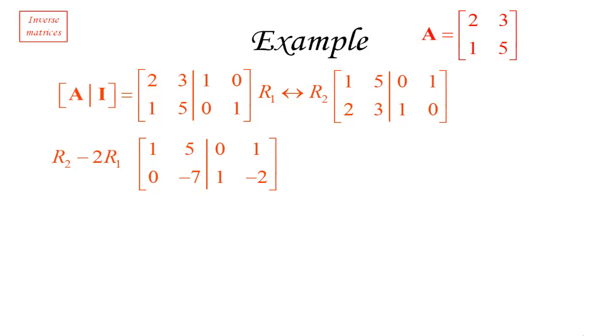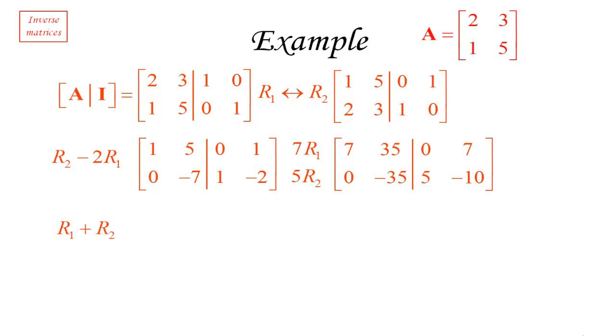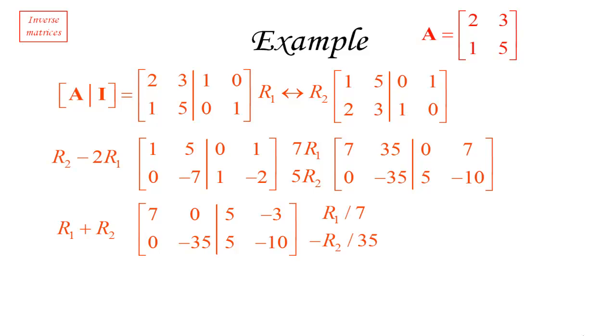Whatever I do on the left hand side, I do to the right hand side of that augmentation bar. At this point, just to keep things from generating fractions, I'm going to multiply the first row by 7 and the second row by 5. So I end up with these numbers. Again, I keep track of those operations, both left and right. And finally, I do row 1 plus row 2 to get my remaining 0. And finally, I divide the top by 7 and the bottom by negative 35, and I end up with this. So on the left hand side, now I've got my identity matrix 1 0 0 1.